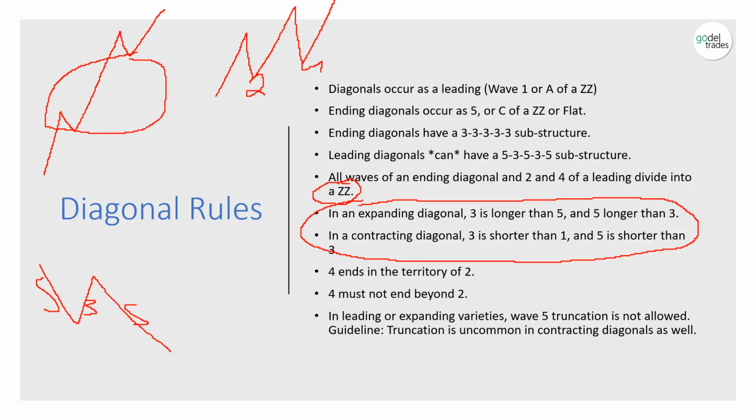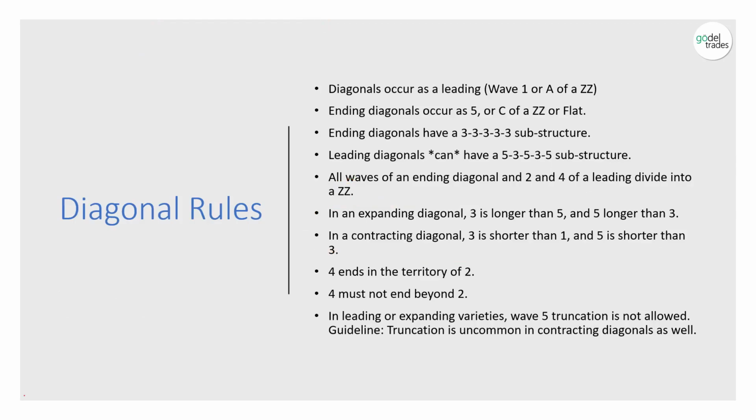truncation is also quite rare, and this is what I mean by truncation. So here's a 5-wave move, okay? Here's the high of wave 3. This is what's referred to in this example as a truncated fifth, okay? Up in 1, down in 2, up in 3, down in 4, and finally up in 5. Wave 5 failed to break the high of wave 3. That's referred to as truncation.